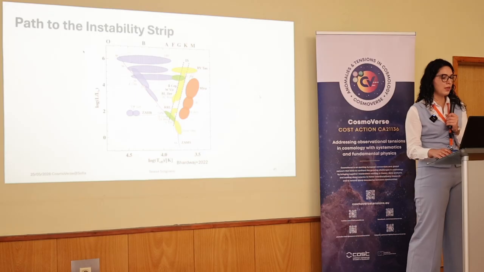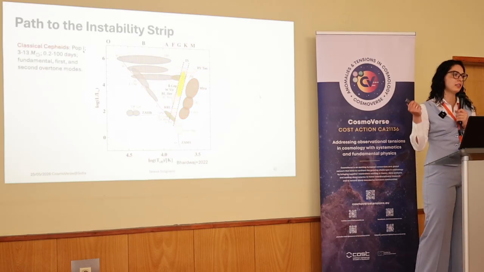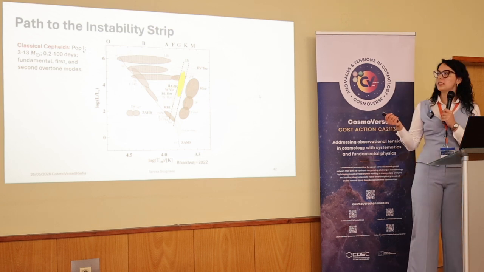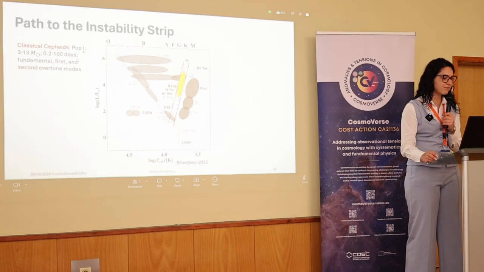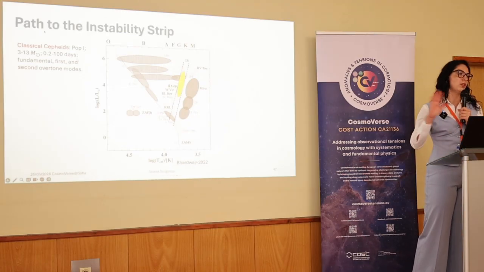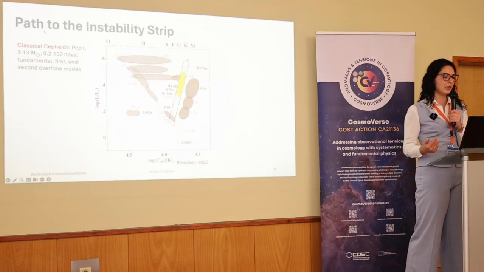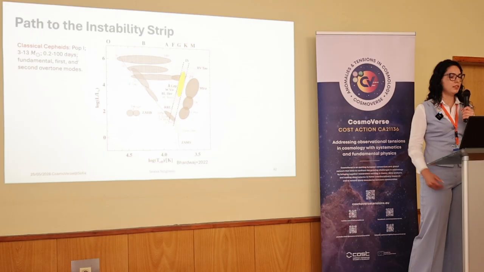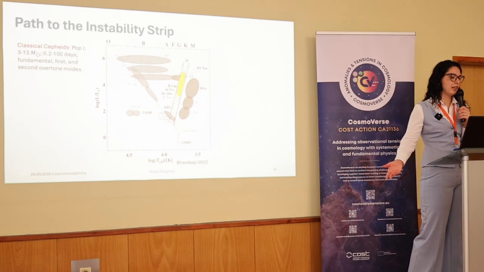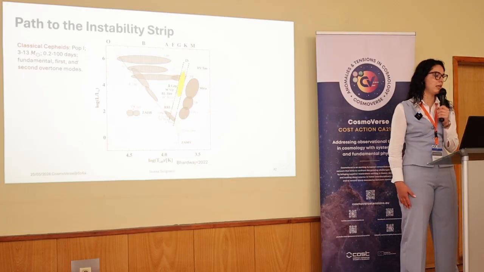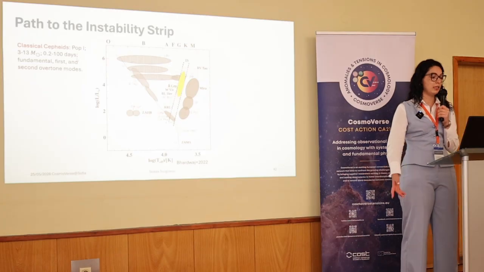First of all, we have the classical Cepheids. Classical Cepheids are young stars, which means that they are population 1 stars. When we say population 1, we mean that the stars are young. They can have masses between 3 and 13 solar masses, and for this reason, since they are young, they have higher masses than the Sun. And they can pulsate with periods between 0 and 100 days.